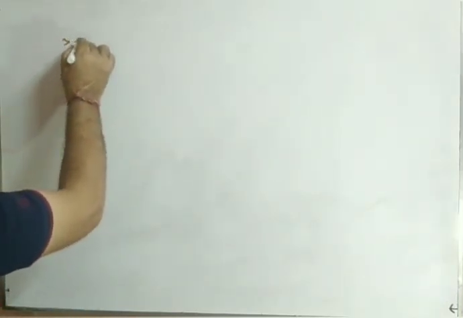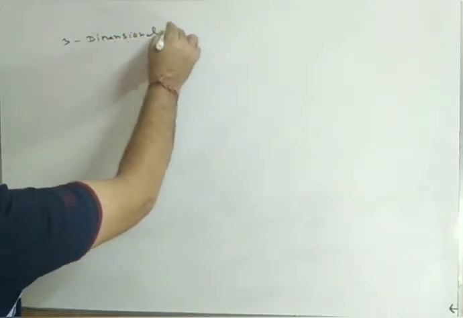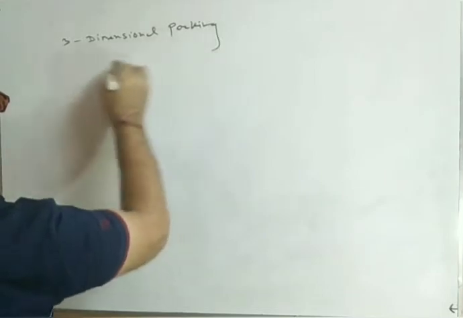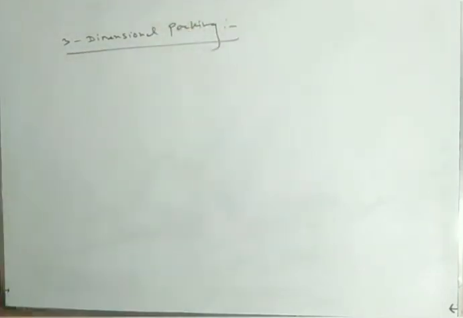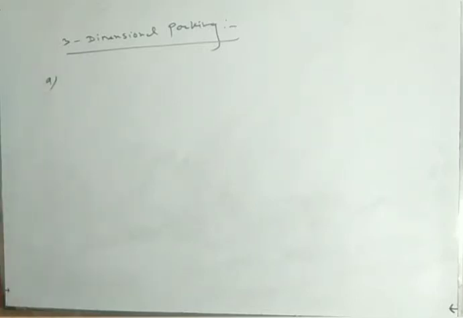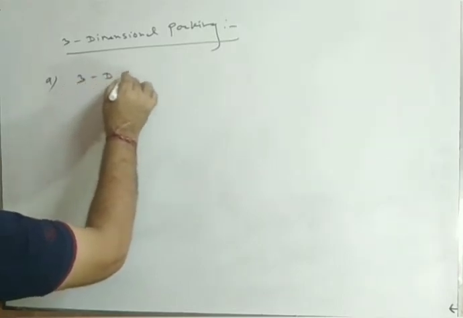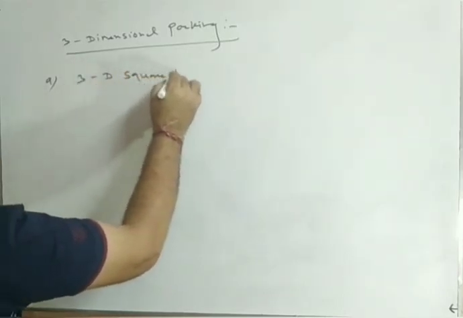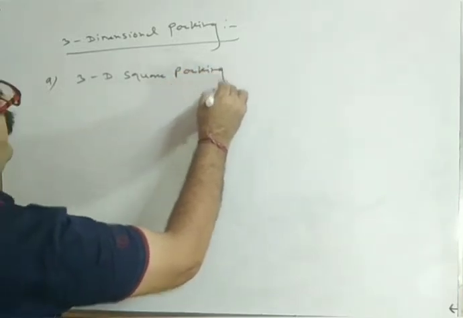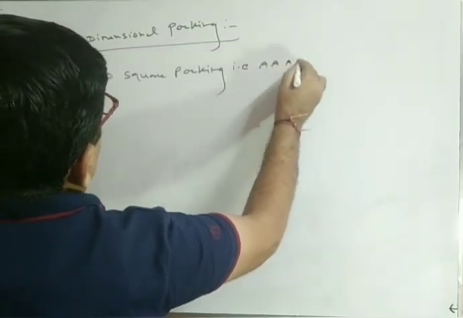So the next packing is 3-dimensional packing. We know very well 3-dimensional packing has 3 types. The first one, 3D square packing, that is A type.